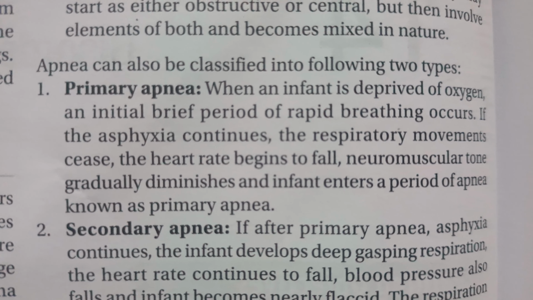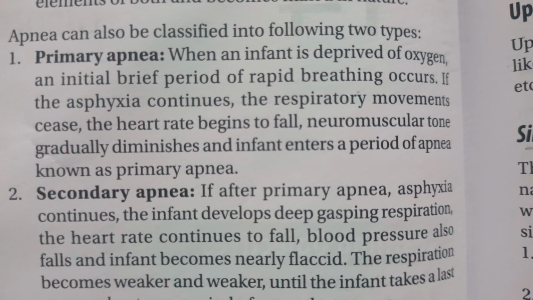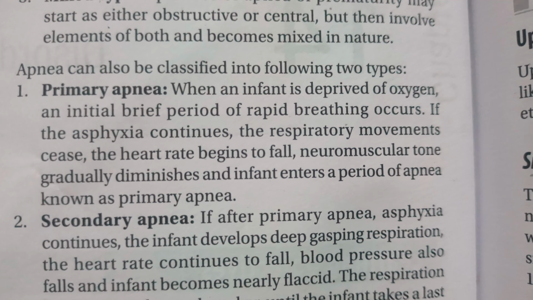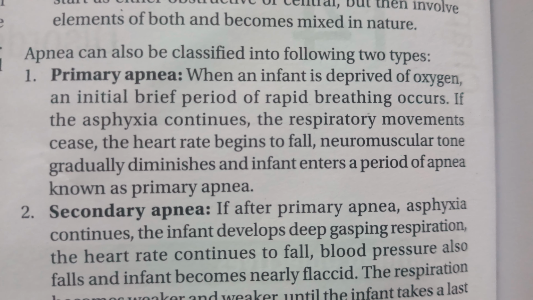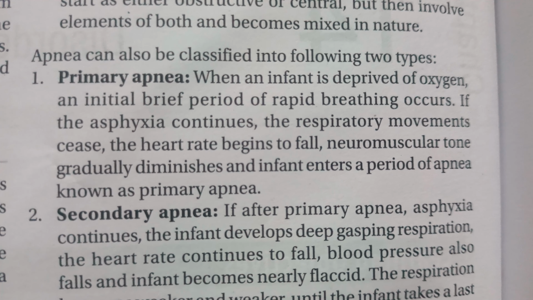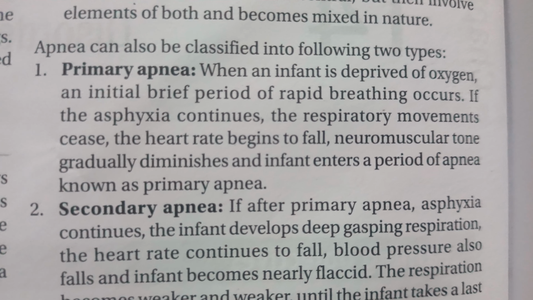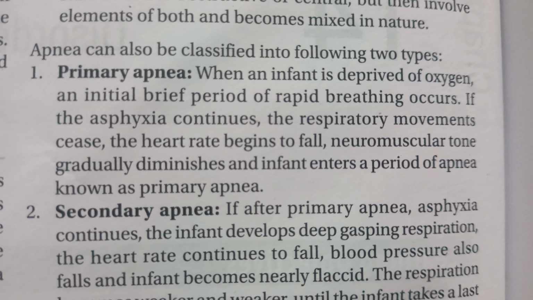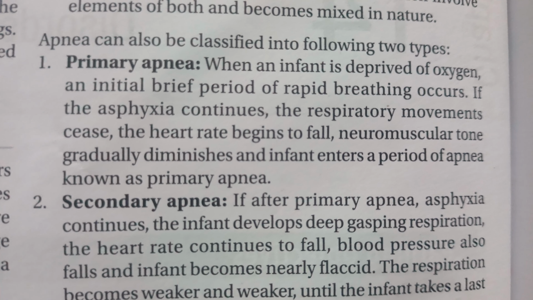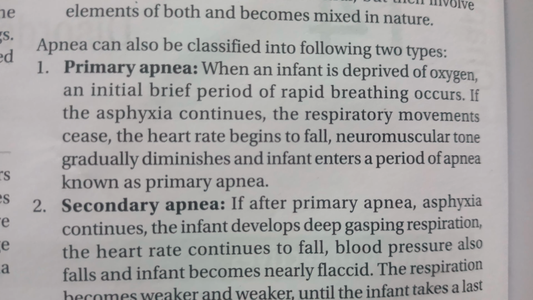Apnea can be classified into the following two categories: primary apnea and secondary apnea. Primary apnea: when an infant is deprived of oxygen, an initial brief period of rapid breathing occurs. If the asphyxia continues, the respiratory movement ceases, the heart rate begins to fall, neuromuscular tone gradually diminishes, and the infant enters a period of apnea known as primary apnea.